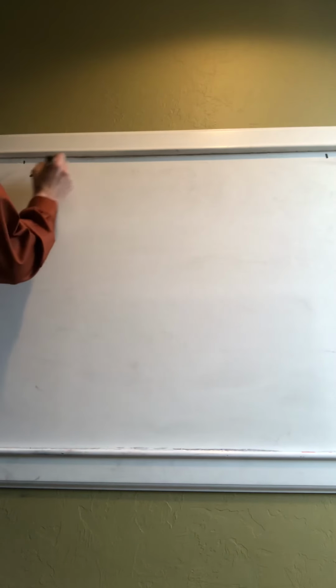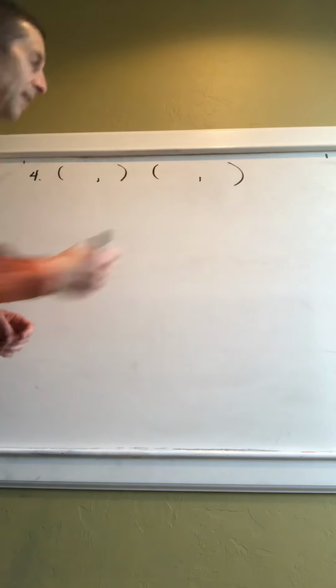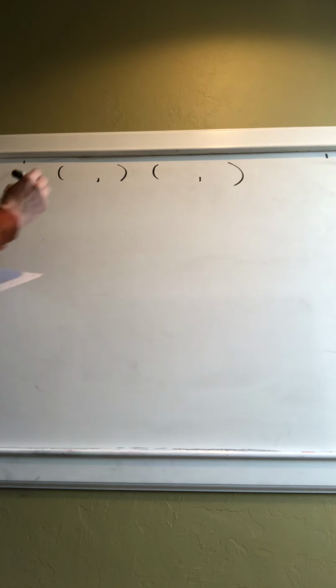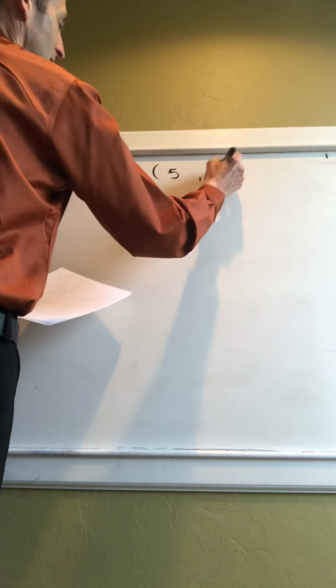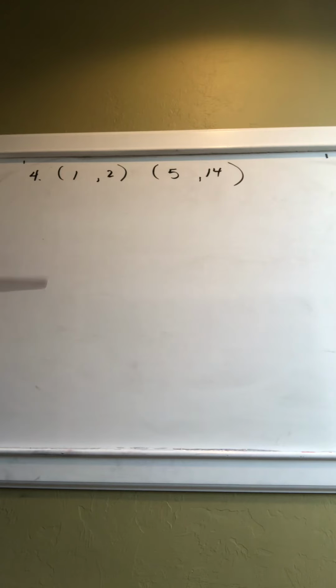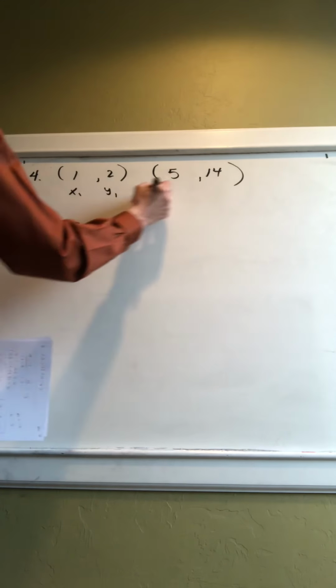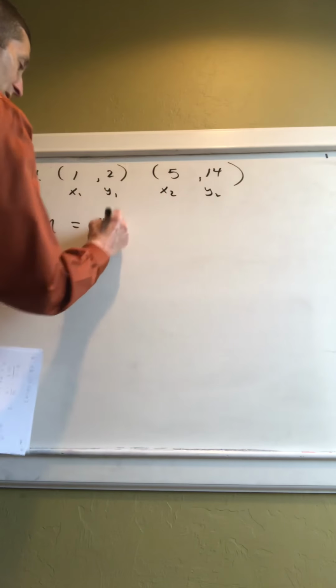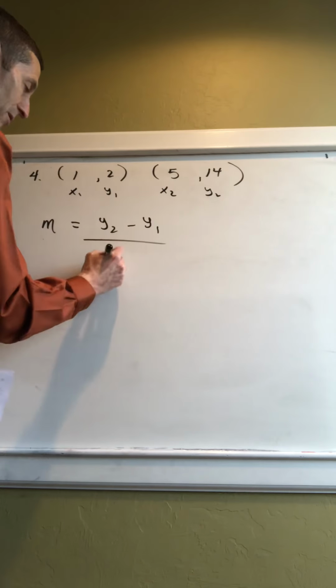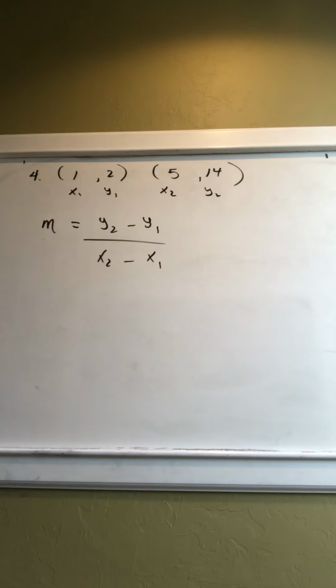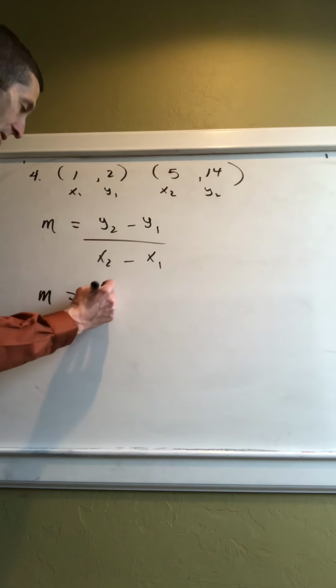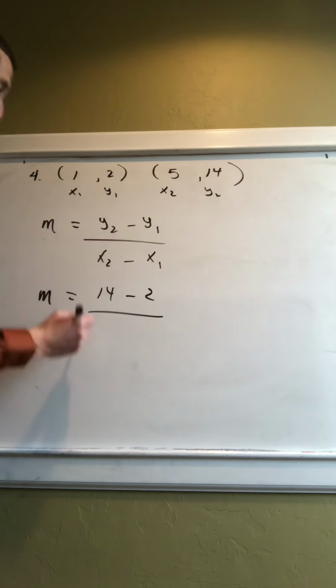Okay, one last example, number 4. I give you 2 ordered pairs. And from these 2 ordered pairs, you're going to find me 2 answers. Okay, here we go. Find slope. Find m, find b. Here's my x1, y1. Here's my x2, y2. My slope formula puts the y's across the top, x's across the bottom. Let's put them in there. 14 minus 2, 5 minus 1.